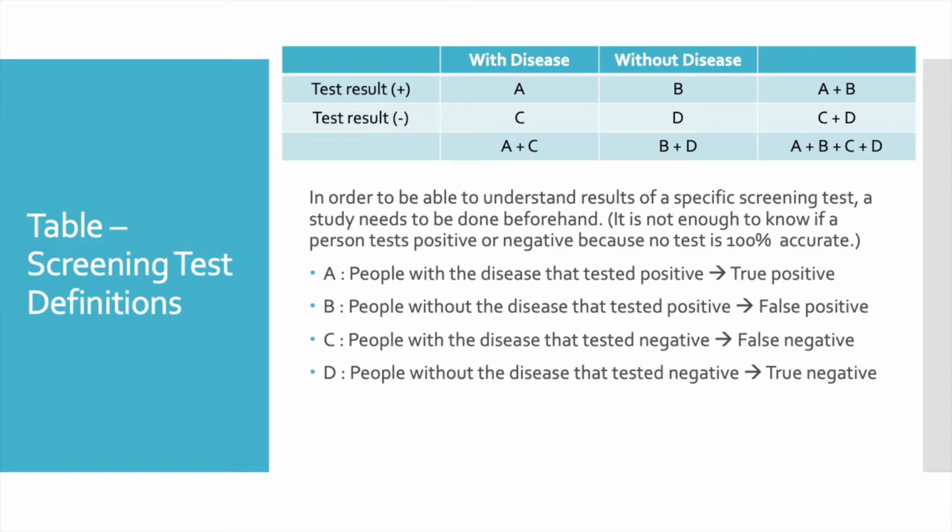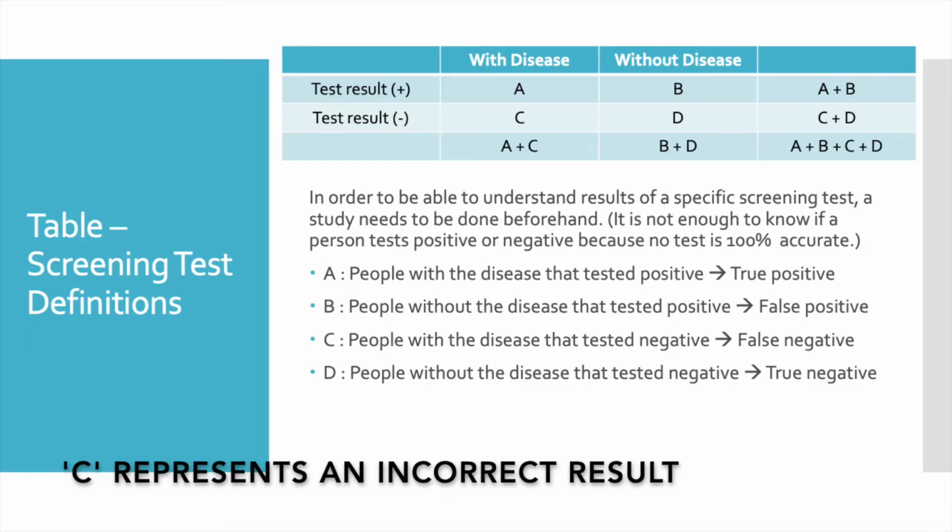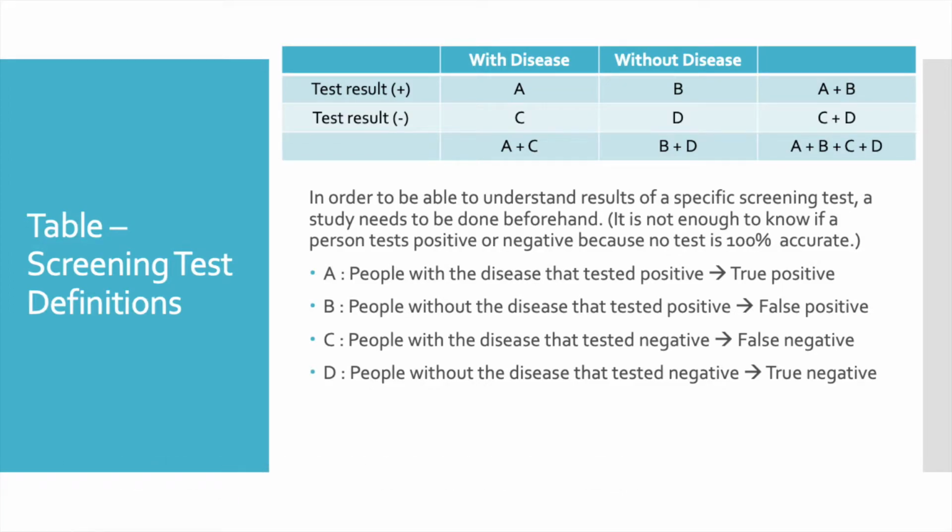B, on the other hand, represents people without the disease, but the test diagnoses these patients with the disease. Hence, it's a false positive. C is also incorrect because the test diagnoses people with the disease as a person without the disease, and hence it's a false negative. D is correct because someone without the disease should be diagnosed as someone without the disease. Hence, it's a true negative.